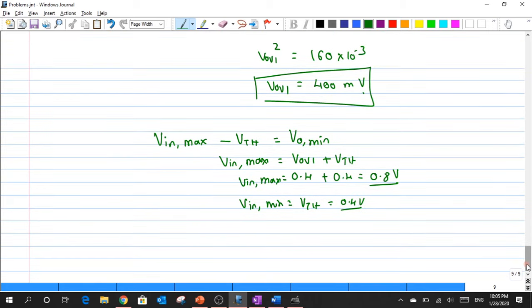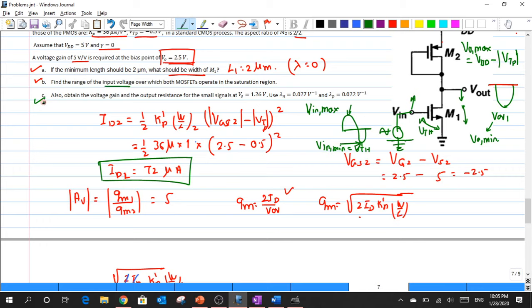Okay, hope it is clear. So now we'll move on to the C part of the question, which asks to compute the voltage gain and the output resistance for the small signals at Vout equals 1.26, and also to use this lambda n and lambda p in order to compute the gain.